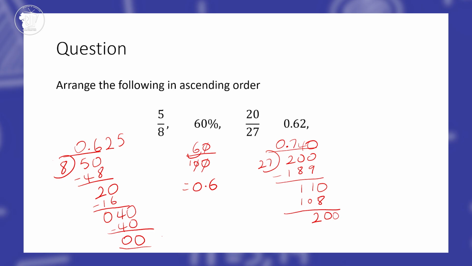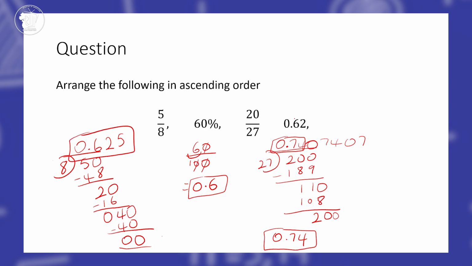So 27 can go into 200 once again. You'll see 7 times, and then we will continue going in a cycle. So we can stop at 0.74. Since we know the next number would be 7, and then it will be 4, then it will be 0, then it will be 7. So we can stop at 0.74. We can use 2 decimal points. 20 over 27 would be 0.74 approximately when we round that off. So we have our numbers here now. So I will circle them.